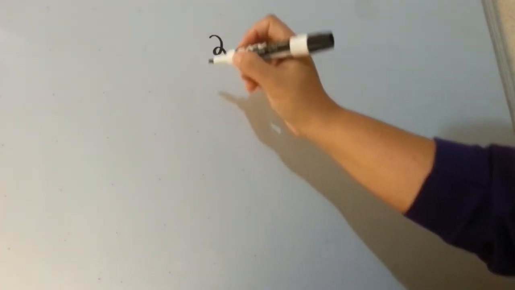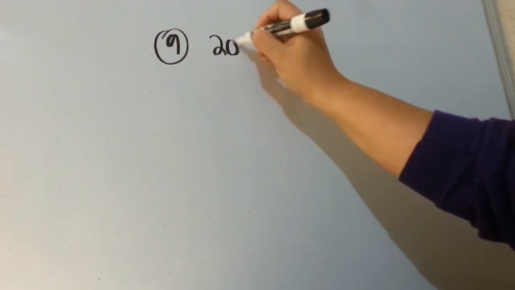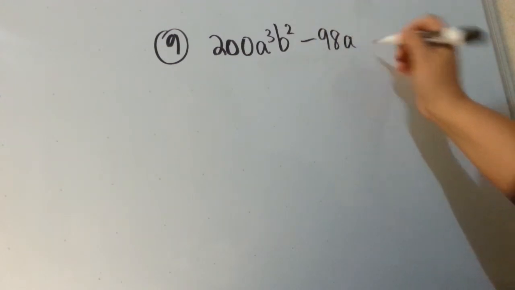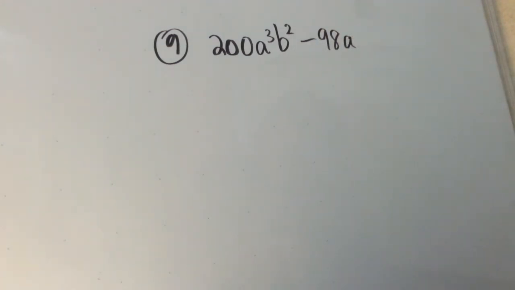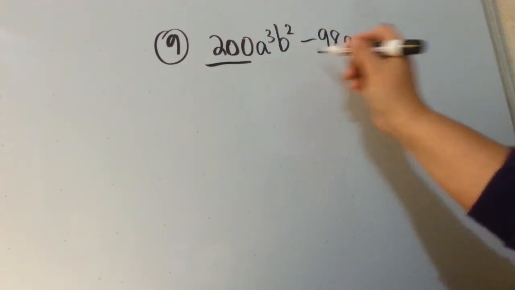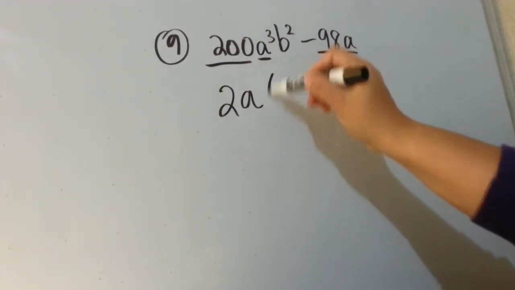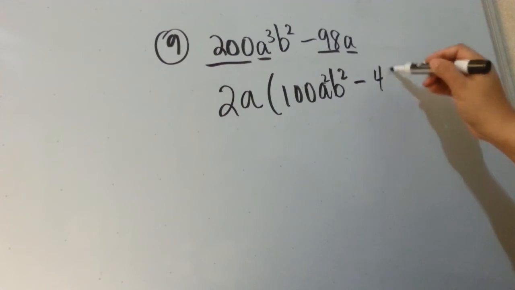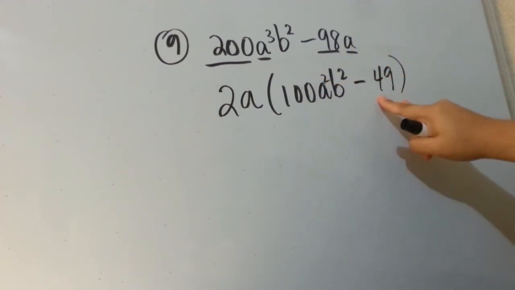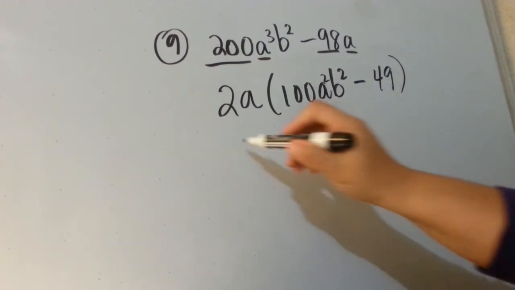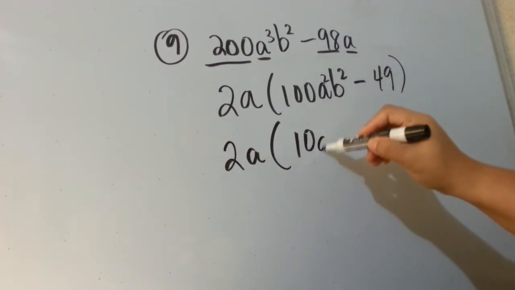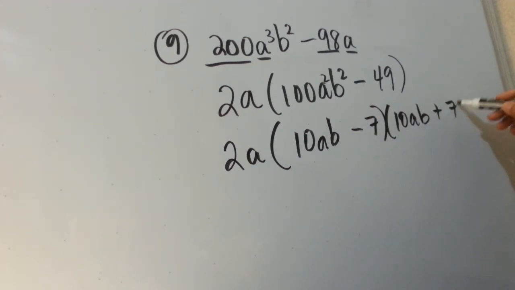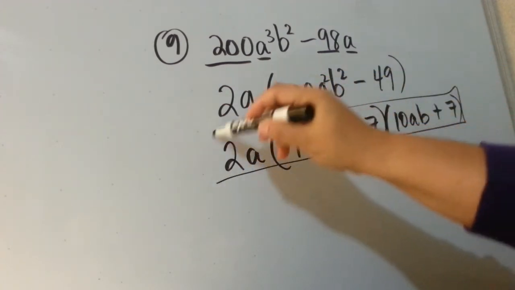The next one is number 9. 200a cubed b squared minus 98a. And it looks like we can pull a 2 and an a. So 2a will have 100a squared b squared, minus 49. This is a perfect square and it's a perfect square because these numbers are divisible by 2. So this would be 10ab minus 7, 10ab plus 7. Alright, so that would be the answer.